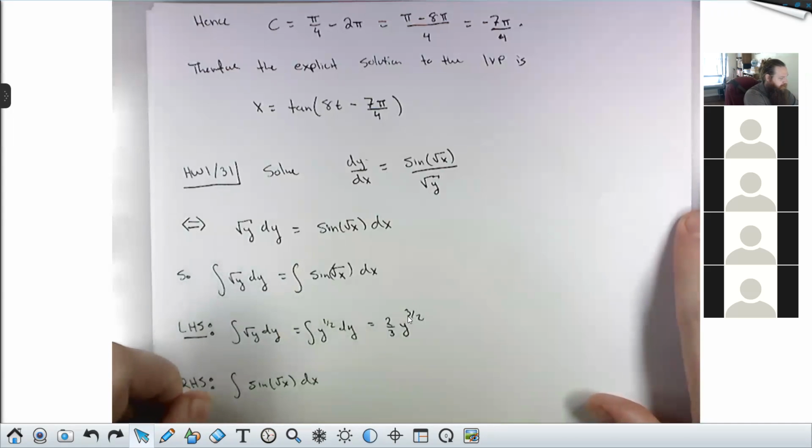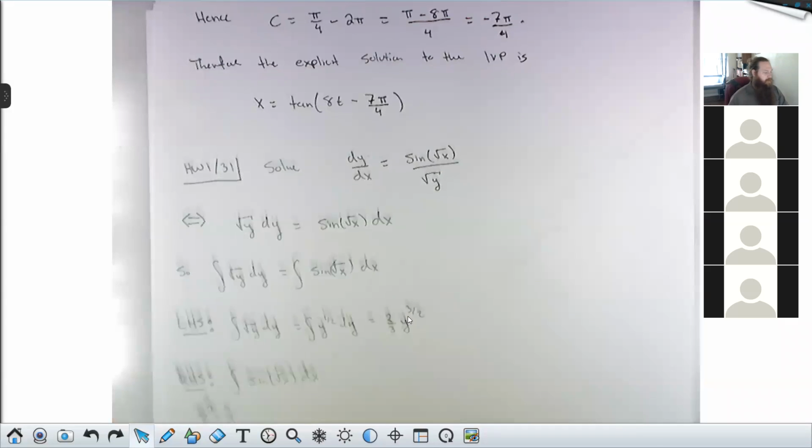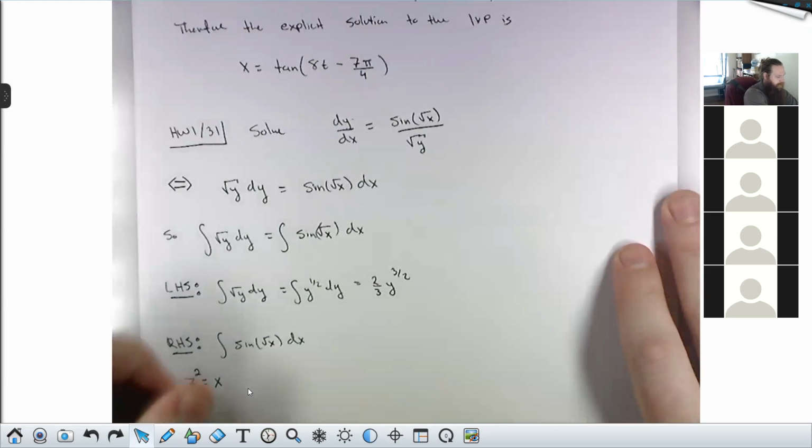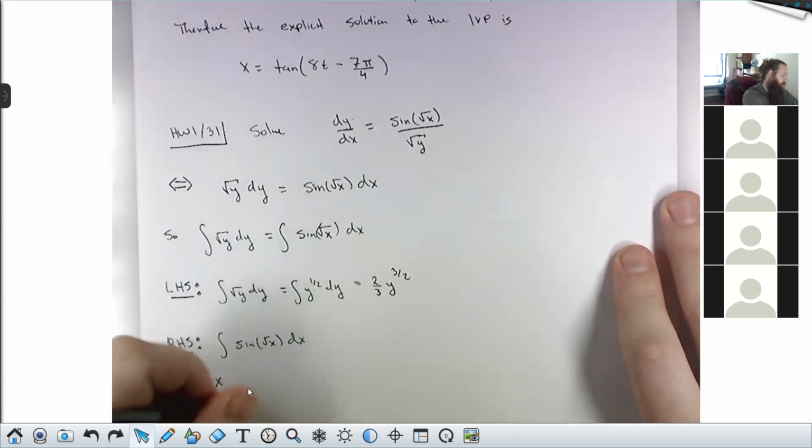So I'm going to make the substitution here. Z is equal to, actually, let's do it like this: z squared is equal to x. That's the same thing as saying z is equal to the square root of x, right? But it's nicer to write the substitution like this, because then when I take differentials on both sides, I get 2z dz is equal to dx.